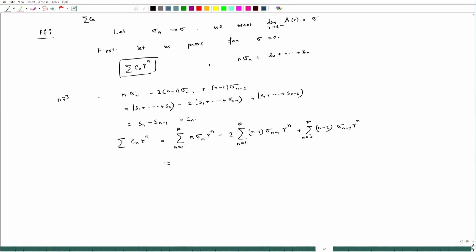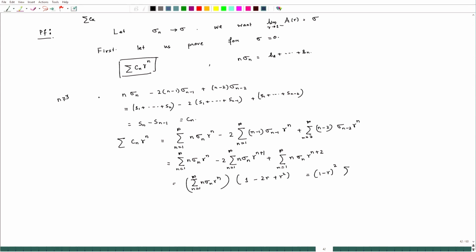Now, this is equal to, I can write this as summation over n equal to 1 to infinity n sigma n r to the power n, minus 2 into summation over n equal to 1 to infinity n sigma n r to the power n plus 1, plus summation n equal to 1 to infinity n sigma n r to the power n plus 2. So, therefore, this is equal to summation over n from 1 to infinity n sigma n r to the power n. If I take it common, this is 1 minus 2 r plus r square, which is equal to 1 minus r square, summation n equal to 1 to infinity n sigma n r to the power n.